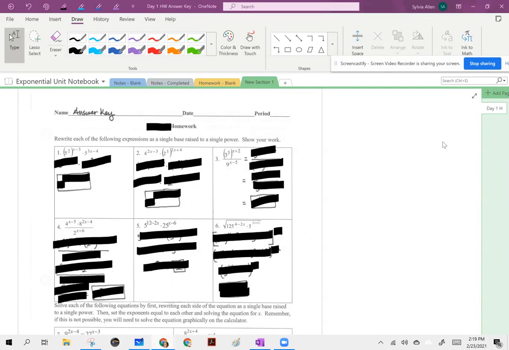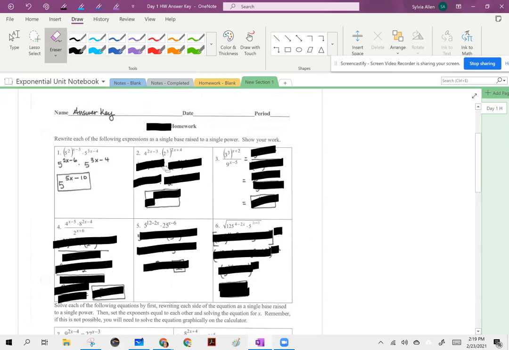Okay, so we're going to take a look at the homework. Go ahead and answer the questions on the Ed puzzle for number 1. Okay, so the first thing we're going to do is the power to a power rule, which says we're going to multiply. And then now when the bases are the same and we're multiplying, we just add those exponents. Number 2.